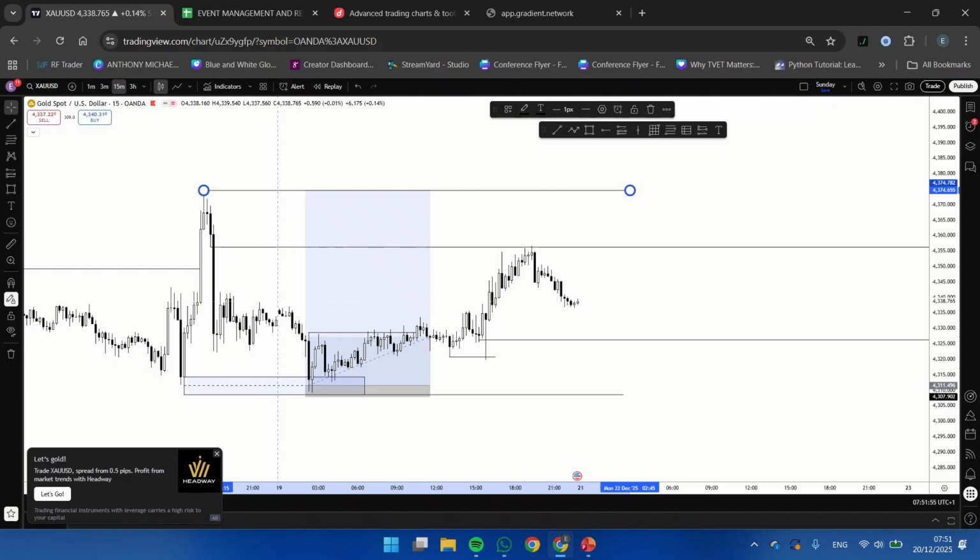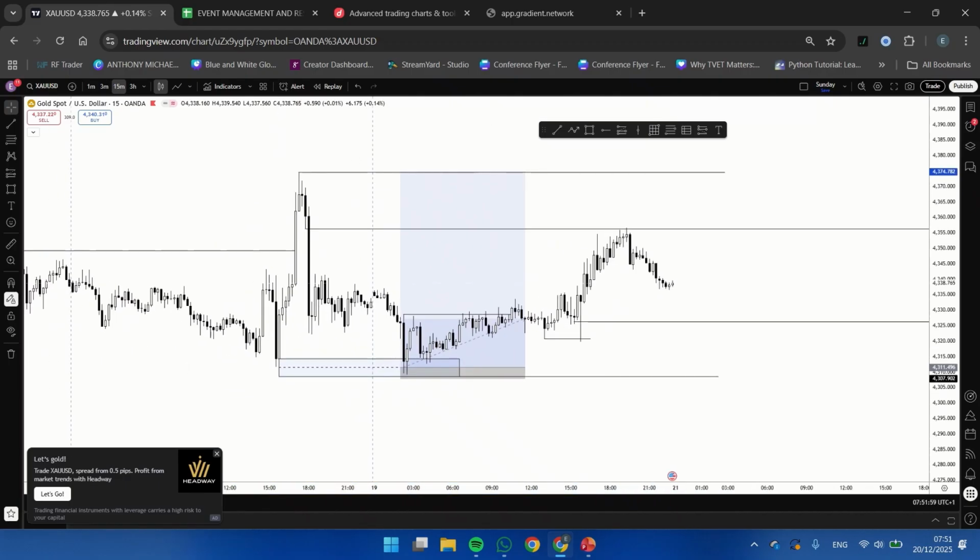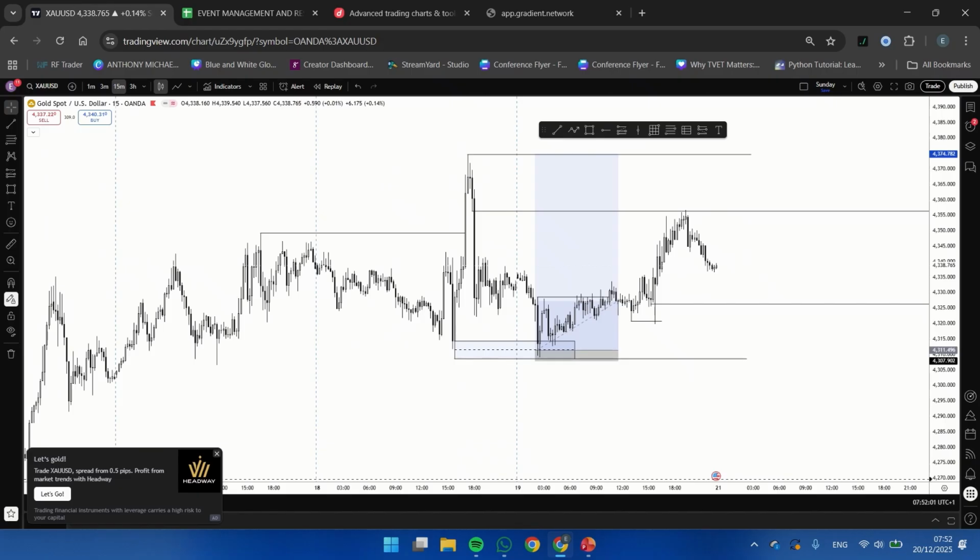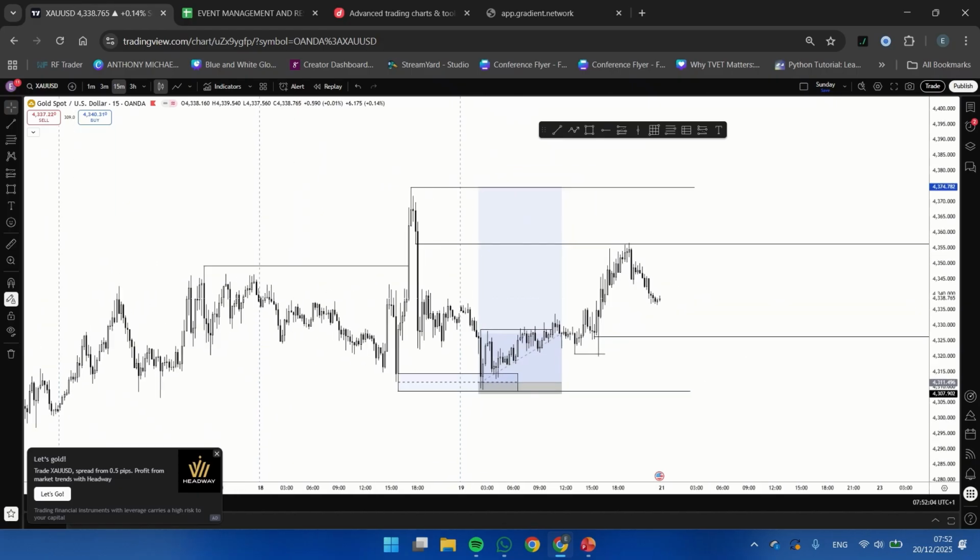This is to help me determine the direction of the market. So you see, because I already marked all of these things, I know that it is actually going to be bullish. You understand? It's going to be bullish and I'm targeting here.